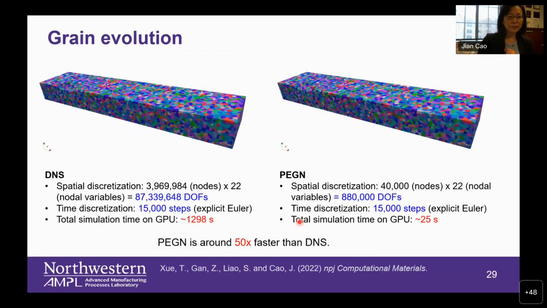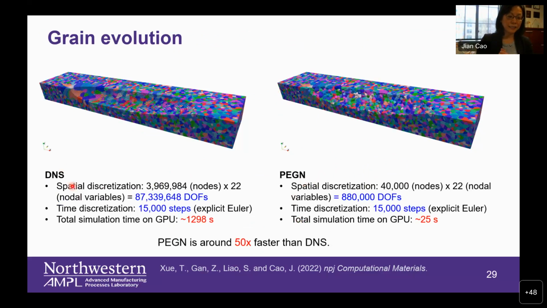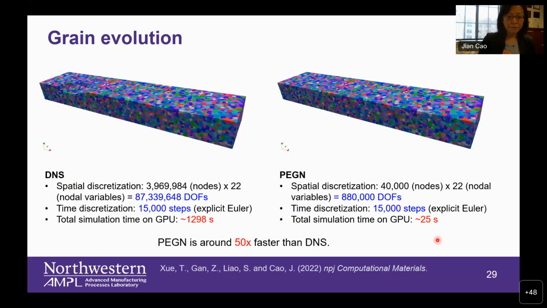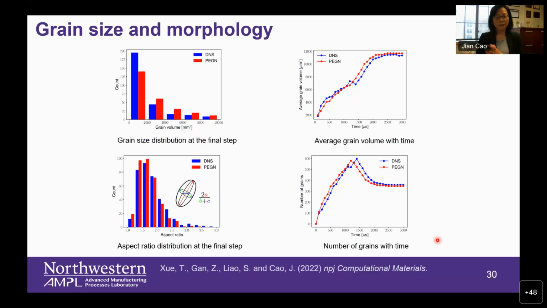By doing this, this is a comparison between the PEGM model versus the DNS. As I mentioned, this is a reduced order model, so you have fewer degrees of freedom, and the good thing is it speeds up quite a lot. Now, first, let's check how it works. You compare, for example, the direct numerical simulation versus the red one, which is the PGN. You compare the grain volumes, and they're pretty close, as well as the aspect ratio coming out from these two different methods. And this is reasonably well.